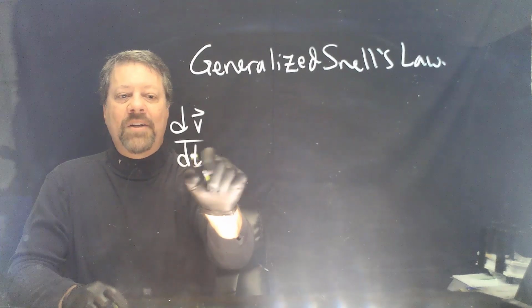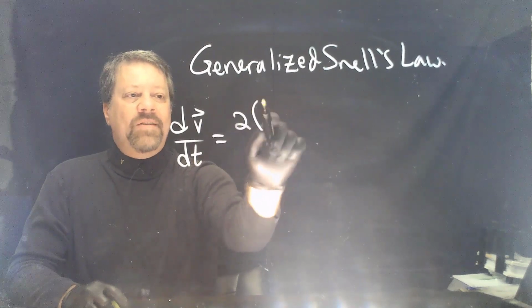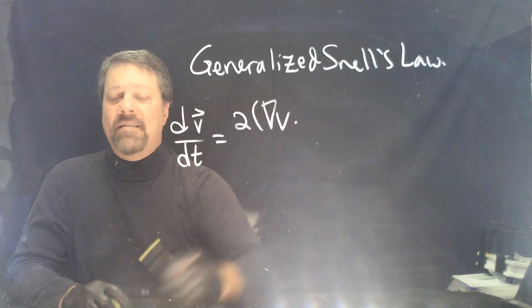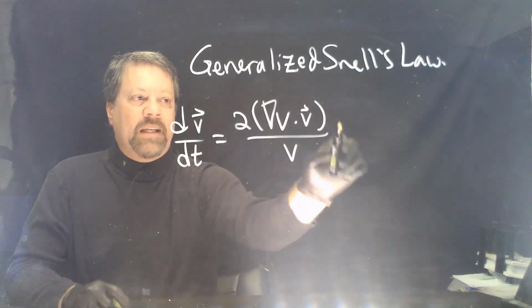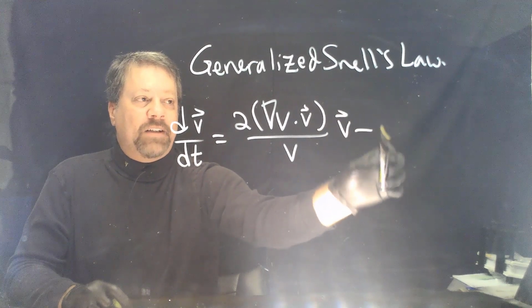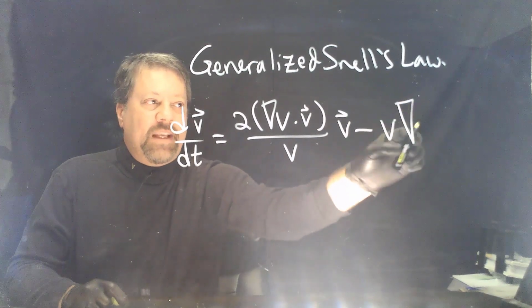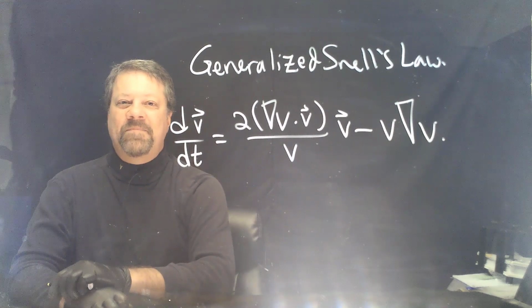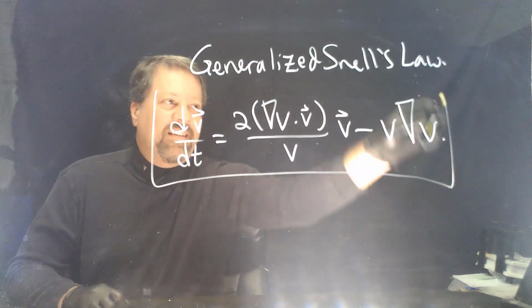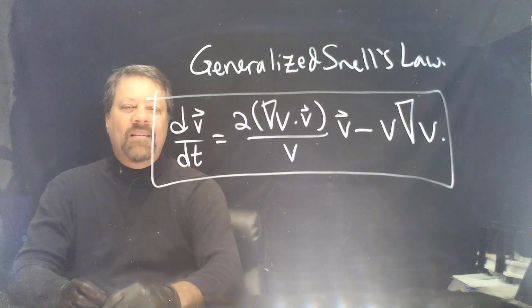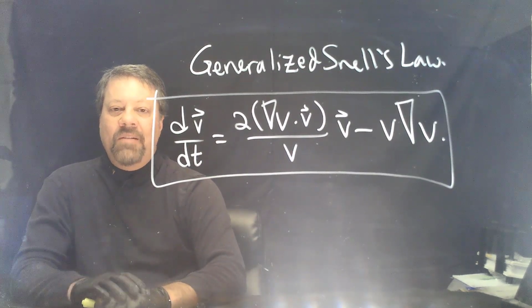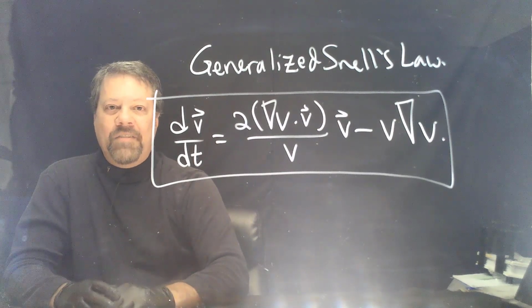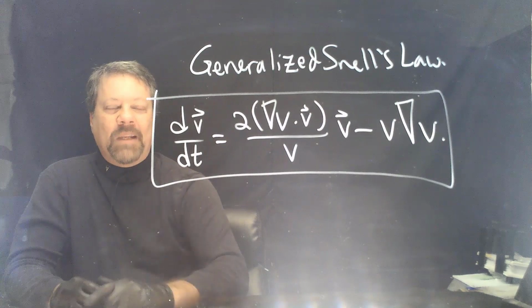The acceleration vector is twice the gradient of the speed, the local speed of light, dotted with the velocity vector over the speed, times the velocity vector, minus the speed times the gradient of the speed. We can use this one equation to solve a large number of problems, as we've seen. We'll leave it for another video to actually go through applications of this equation.